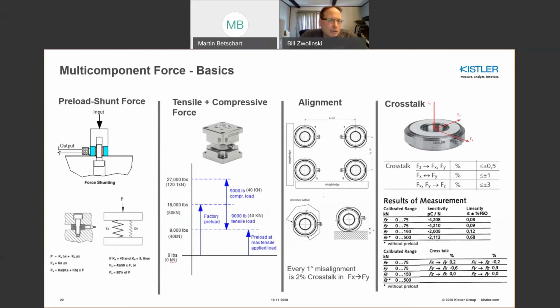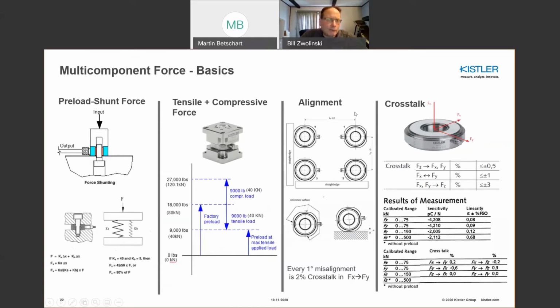I talked about tensile and compressive force. By preloading to, say, 2/3 of the measuring range of a sensor, you're able to get plus or minus 1/3 of this compressive and tensile force handling capability of that sensor. Fairly straightforward, but really powerful when you're doing vibratory type analysis.